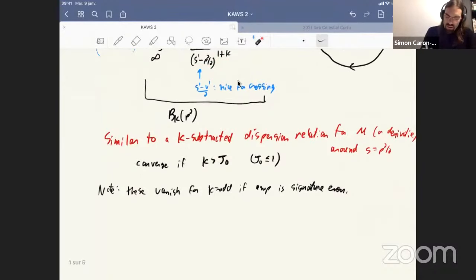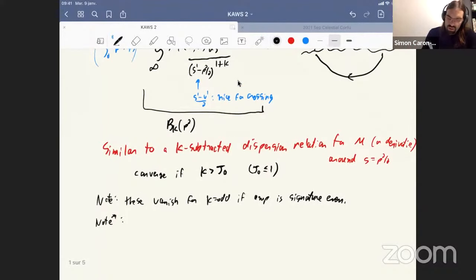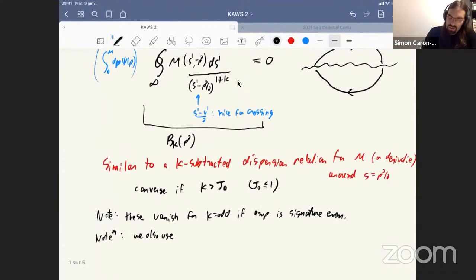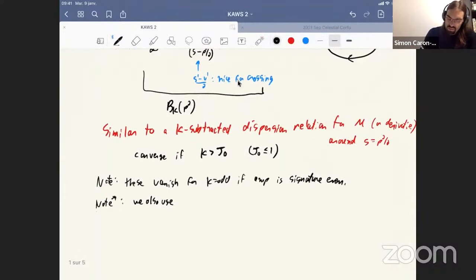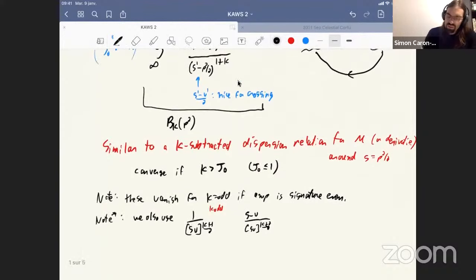A second note I should put is that in a lot of the papers that, well, for example, I've been writing, but also others have been writing, we also use, instead of writing this thing here, another way of maintaining the symmetry between S and U channel, which is to write 1 over SU to the k plus 1 over 2 if k is odd, or S minus U over SU to the k plus 2 over 2. So you can put the poles, instead of putting the poles at this weird place, you can put the poles at S equals 0 and U equals 0.